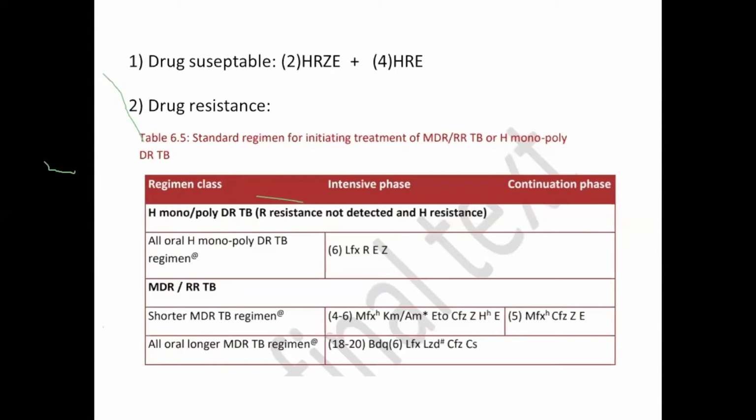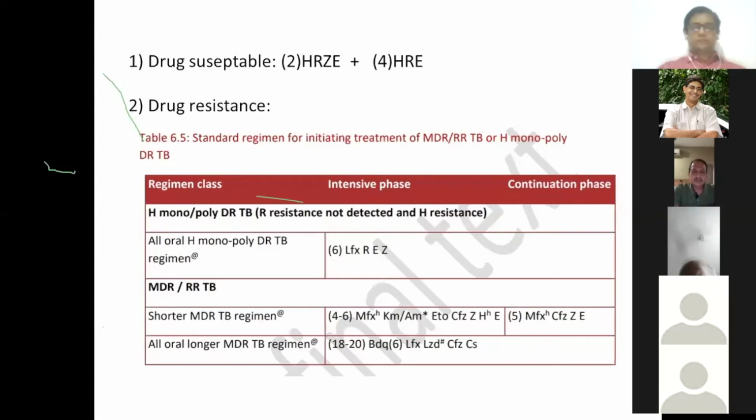For the shorter MDR TB regimen, for 4 to 6 months, we have to give moxifloxacin, kanamycin or amikacin injectable, and then ethionamide and clofazimine and pyrazinamide and high dose of INH or ethambutol. And for 5 months, moxifloxacin, clofazimine, and pyrazinamide and ethambutol.